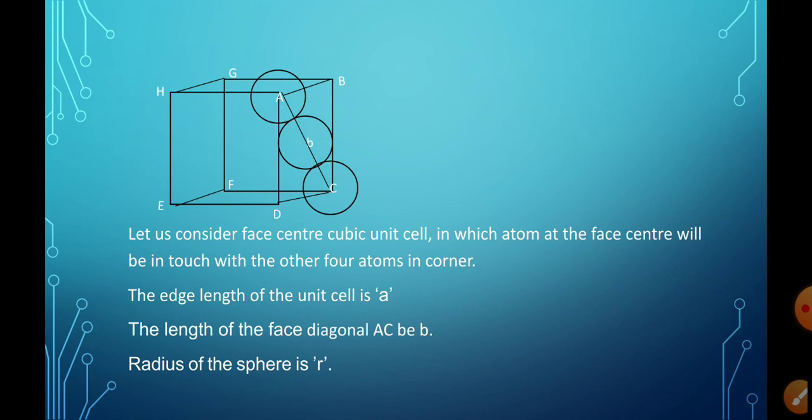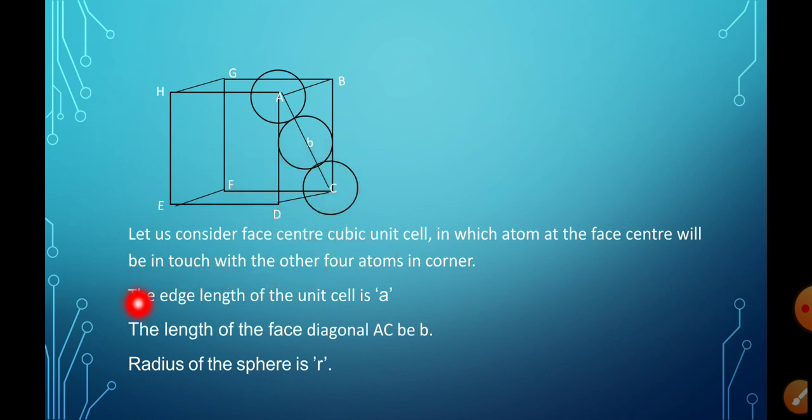What are the things we need for the derivation? First, we should consider a face centered cubic unit cell, which I have already considered. Next, the atom at the face center touches the other four atoms at the corners, which are A, B, C, D. There is no need to mention the spheres at B and D; it is not required.